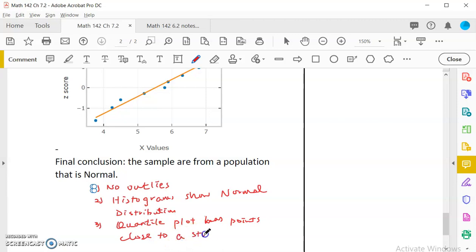So these are the 3 explanations that you should give, or the 3 areas that you should check, that confirm that this sample is from a population that is normal. So although I have a low sample size, I can still use the central limit theorem.